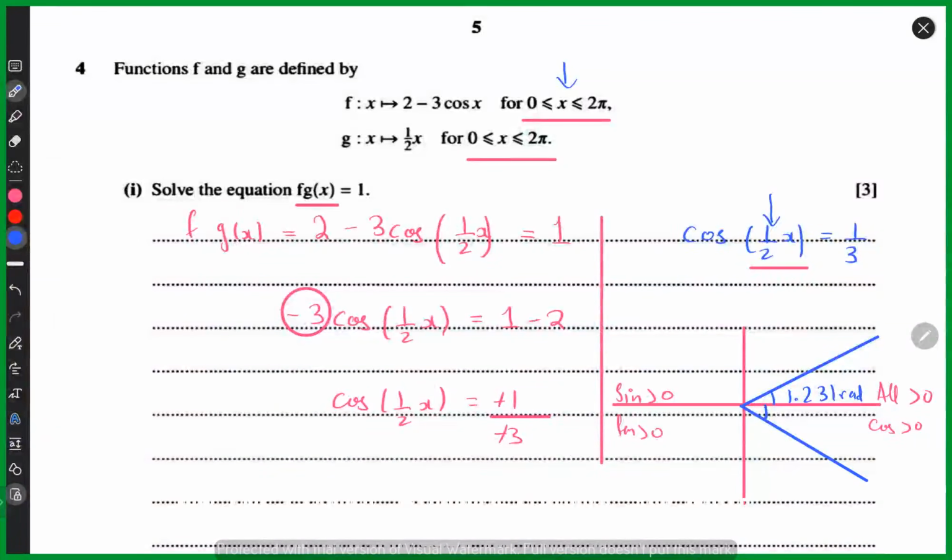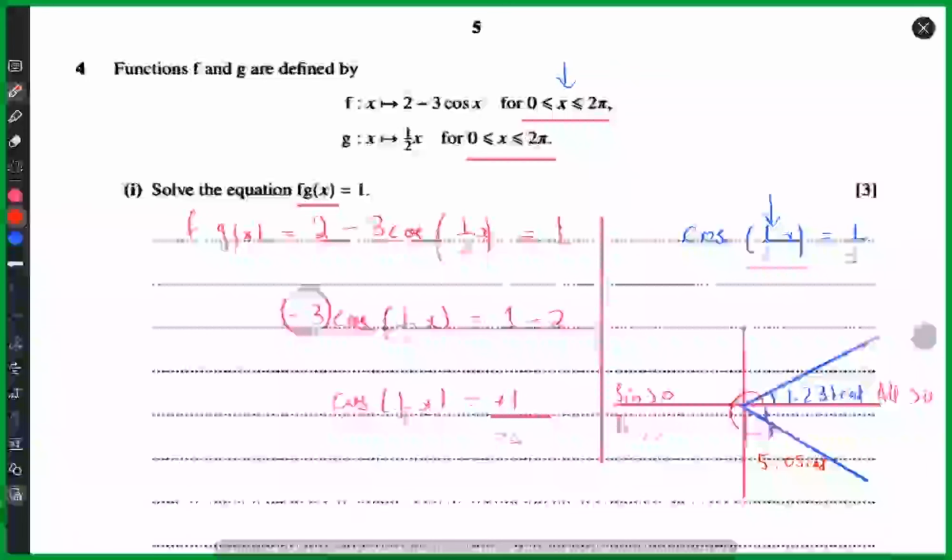So how do we find the angle in the fourth quadrant? I'll start from here and I'll stop at this point, and it is going to be 360 minus 1.231. No, it would be 2 pi minus this answer. Okay, and that is going to give you 5.05 radians.